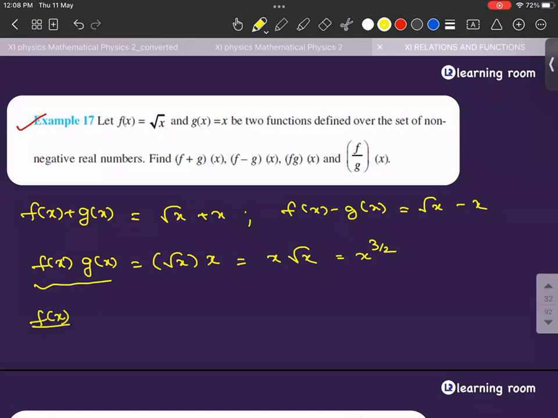And you tell me for this, f of x divided by g of x. It is root x divided by x, but what is the additional point you should write? The denominator should not be equal to 0. What is the denominator there? x is not equal to 0. That's it. Understood? Yes, sir. This is how you need to mention.